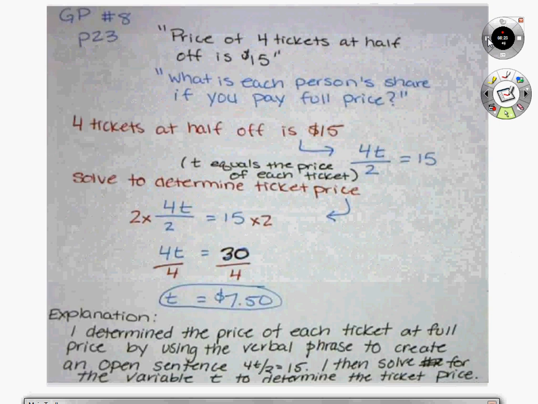So the first thing we do is we identify a variable. 4 tickets at half off is $15. And so what I said is, okay, I'm going to buy 4, so 4 times T, where T equals the price of each ticket, divided by 2, that's the half price, equals $15. Then I solve for T. I get $7.50 for each ticket. That's at full price because I considered the half off, didn't I?